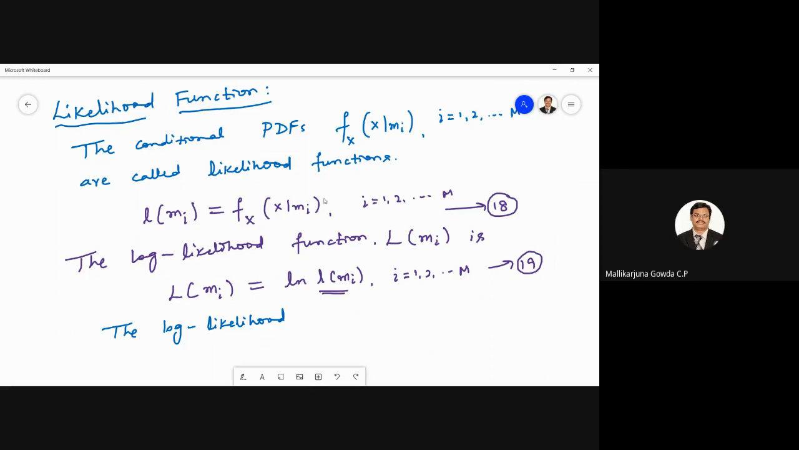So usually we express these likelihood functions as log likelihood functions, which is denoted as capital L of mi, which is equal to ln of L of mi. I have already defined what L of mi is. That is the conditional probability density function, which is equation 17. If I substitute that in this equation, I can say what the log likelihood function is for an additive white Gaussian noise channel.